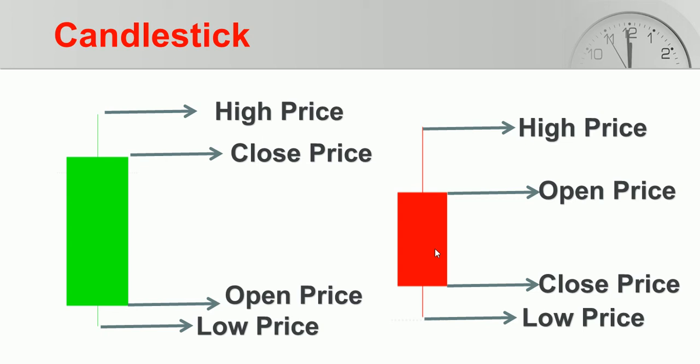So let's see the bearish candlestick. This is the low price, the close price, the open price, and high price. Why is the candlestick red? Because the price dropped. So we can see the open price is higher than close price. Okay, so this is the candlestick.